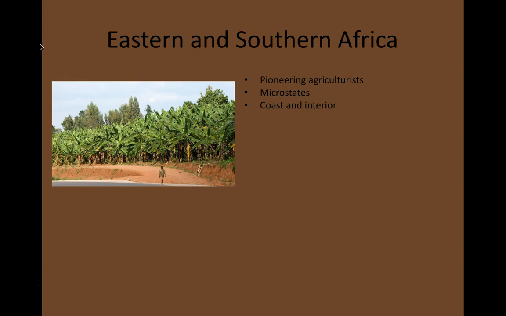Now that's going to change in more recent times into the 18th and 19th century. The Arabs are going to become more interested in establishing a permanent presence inland, but until then they remained mostly on the coast, and the Zanj remained mostly in the interior.